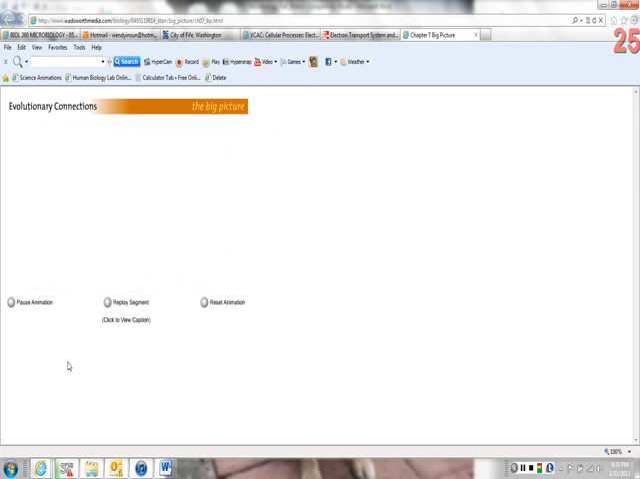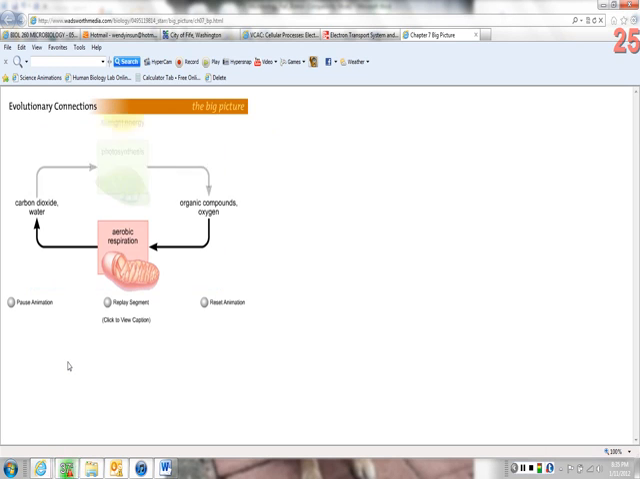Evolutionary Connections. Aerobic respiration breaks down organic compounds in the presence of oxygen to form carbon dioxide and water. This energy-releasing pathway arose only after the non-cyclic pathway of photosynthesis had added oxygen to the atmosphere. The two processes are now linked on a global scale.